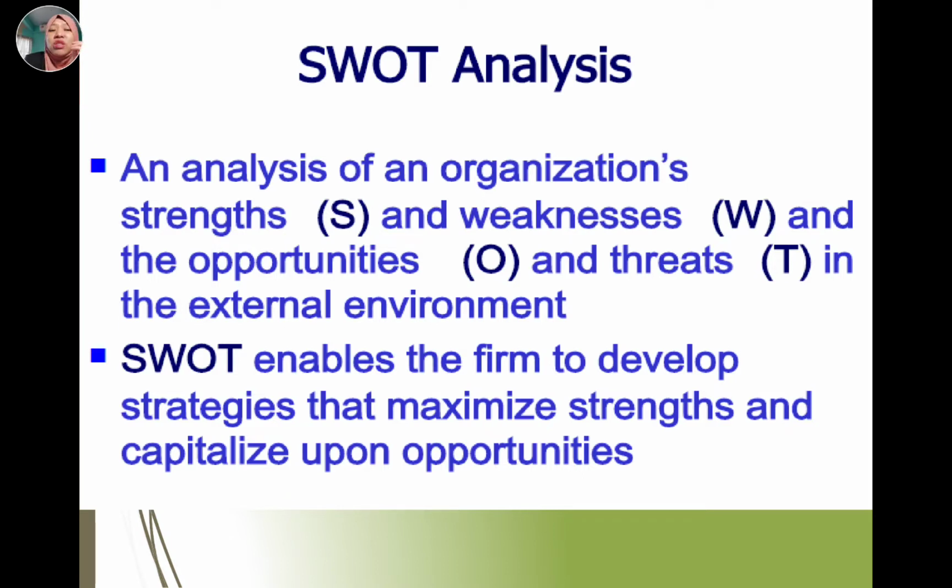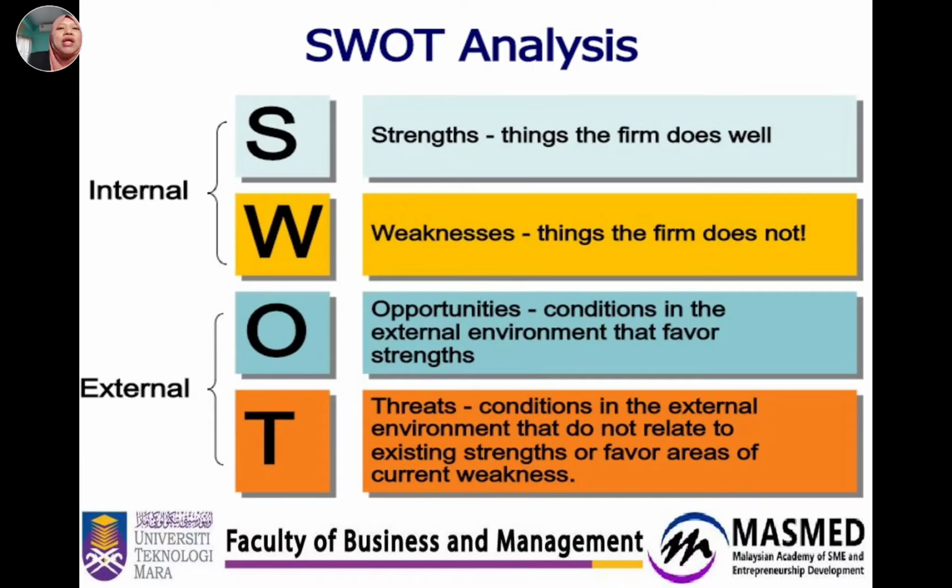Alright, so with SWOT, why does the firm need to perform a SWOT? Because it enables the firm to develop strategies that maximize the strengths. Yes, maximize strengths. Why strengths? Because this makes us more powerful and able to capitalize on opportunities. So S is things the firm does well, and W is for weaknesses, things the firm does not. So do not confuse.